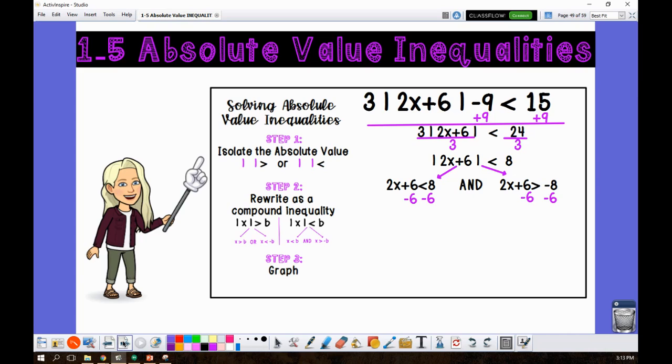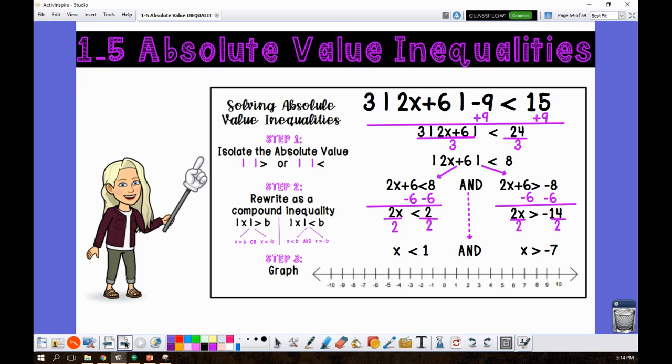Subtract 6 from both sides. When we do that, we get 2x is less than 2 on this side, and 2x is greater than negative 14 on that side. Divide by 2 on both sides, and we should get x is less than 1 over here, and x is greater than negative 7 here. Don't forget this is a compound inequality. You do need to bring down that "and." Don't forget it. It makes it a compound inequality and not just two inequalities. Okay? And now we can go ahead and graph.